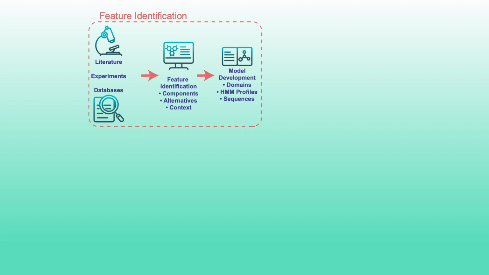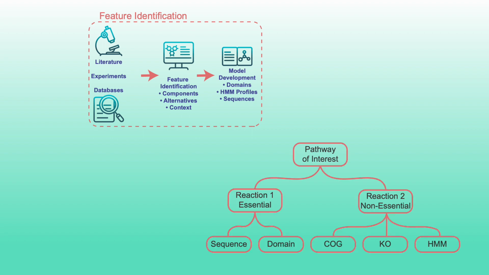The last step in this process is to develop a model of your feature of interest. This model is a hierarchical representation of your feature. In this example, we have a pathway that consists of two reactions. Each reaction can be associated with multiple heterogeneous search terms, including sequences, protein domains, and ortholog definitions. This structure also allows you to define which components are essential or non-essential to your function of interest, which provides additional flexibility when searching for different kinds of biological features.